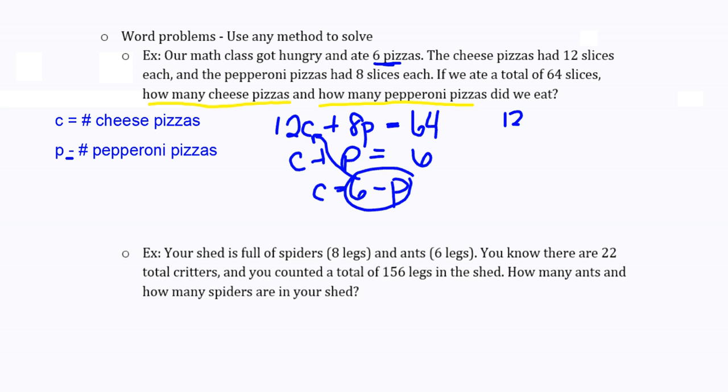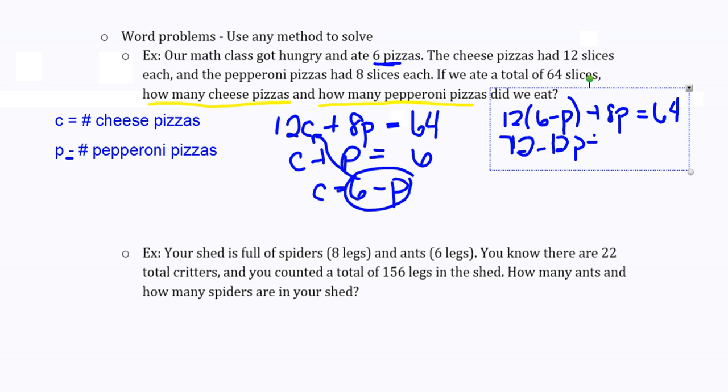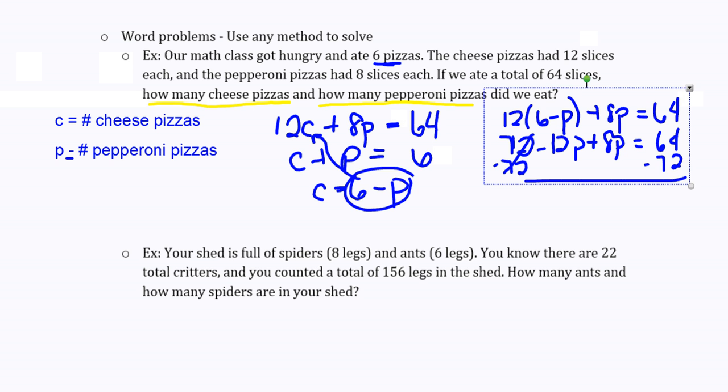So we'd have 12 times 6 minus p plus 8p is equal to 64, and this will let me solve for p. So distribute the 12, 72 minus 12p plus 8p equals 64. Subtract 72 on both sides. Okay, and collect on the left, so I've got negative 4p is equal to 64 minus 72, which is negative 8. And when we divide by negative 4, we get p equals 2.